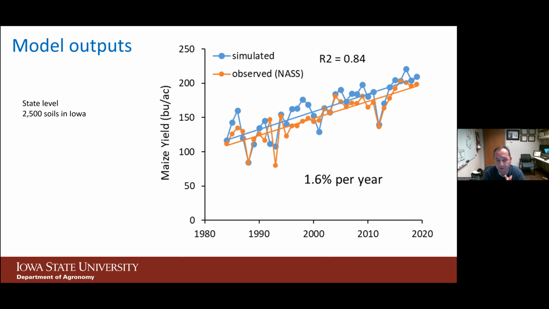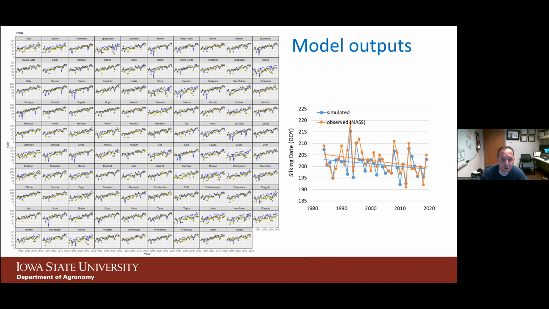And what you see in this graph is the simulated maize yields for the state of Iowa and the observed, the two different colors. The R-square between simulated and observed is about 0.84, but the lines are in parallel and show a yield increase of 1.6% per year. We checked the model for every single county, and it simulated very well the productivity and also the flowering time. This is part of testing that we use the appropriate cultivars.